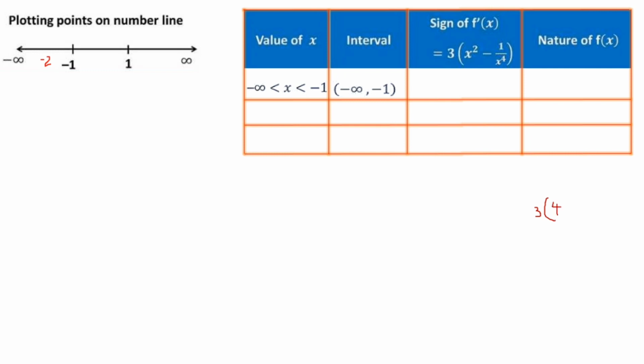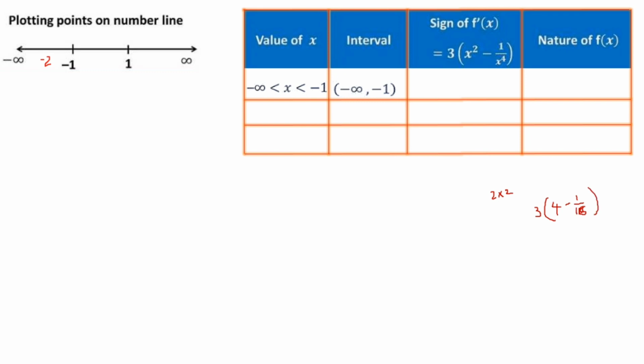Minus 1 divided by x power 4. x power 4 is minus 2 power 4. 2 power 4 means 2 into 2 is 4, 4 into 4 is 16. So minus 1 by plus 16 will be coming, even though the minus sign is there, it will be plus 16.